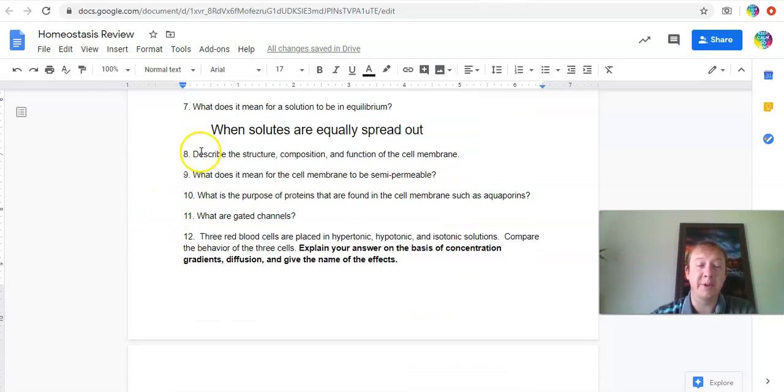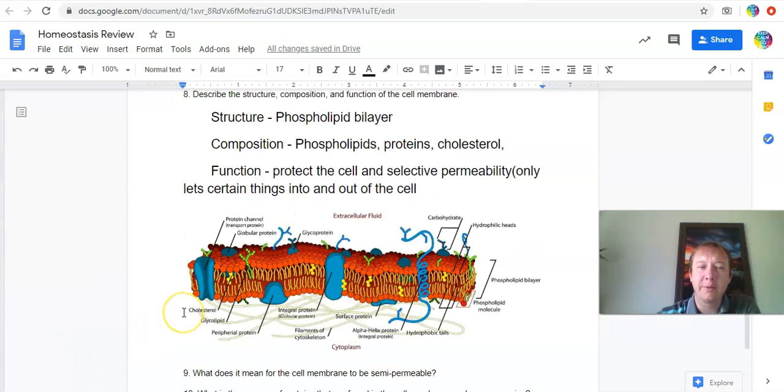Okay. So now I'll get to the answer for number 8. When we're looking at question number 8, one of the structures we call a phospholipid bilayer.